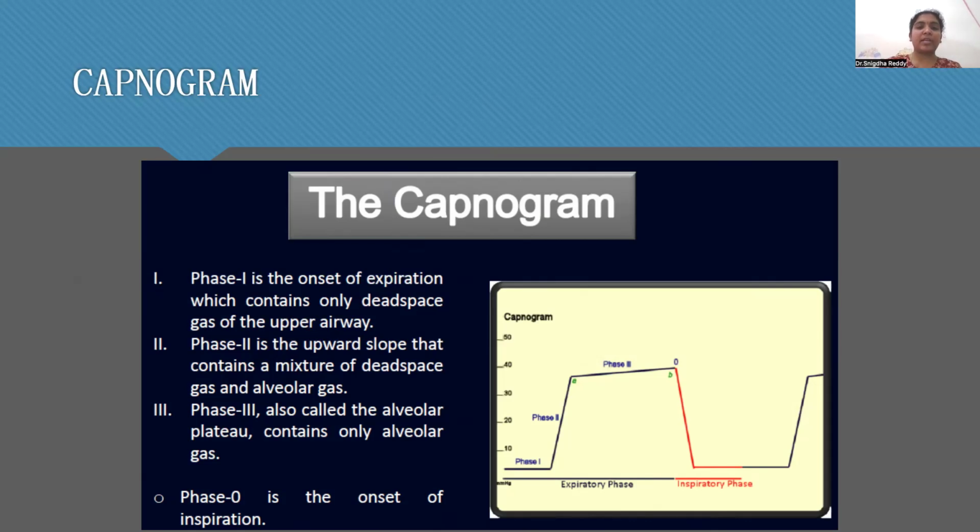Coming to phase 2, it has an upward slope, because there is a mixture of dead space gas and alveolar gas. Alveolar gas will have carbon dioxide, right? So there is an upward slope. Phase 3 is also called the alveolar plateau. It contains only alveolar gas. Phase 0 is the onset of inspiration, because during inspiration there is no carbon dioxide which we get in. That is the reason it drops to 0.